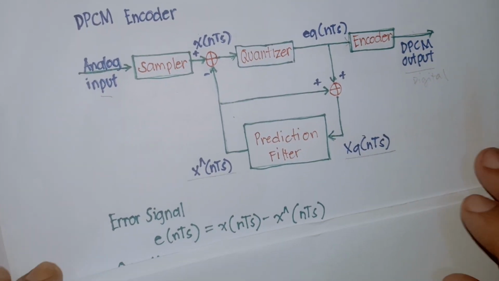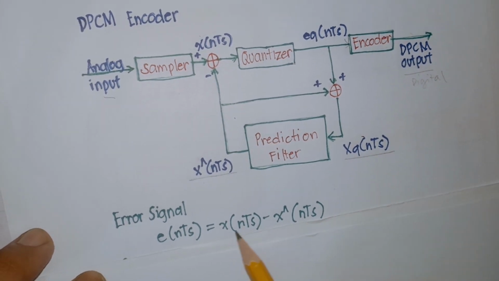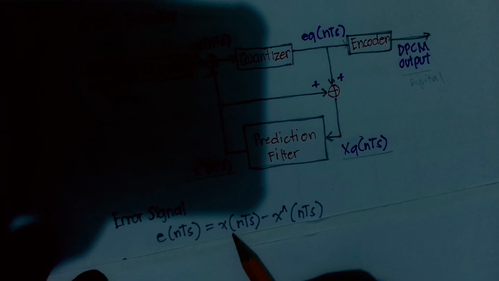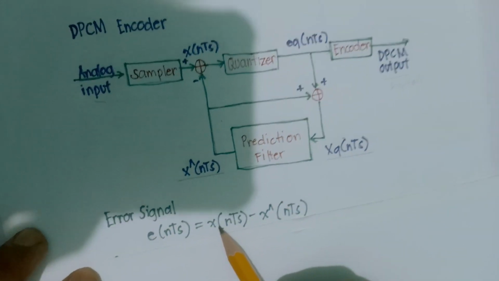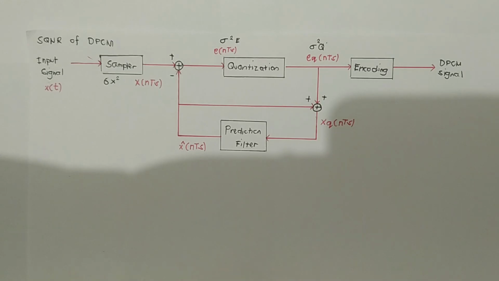So, sabi dito, yung input... SQNR of DPCM or Signal to Quantization Noise Ratio. Ito yung block diagram ng SQNR.